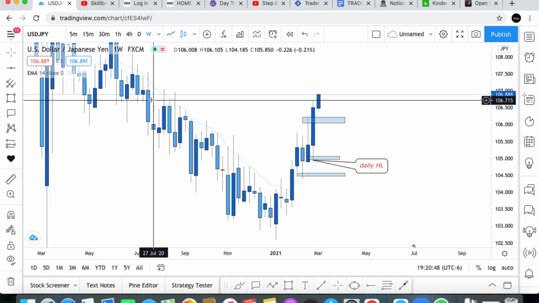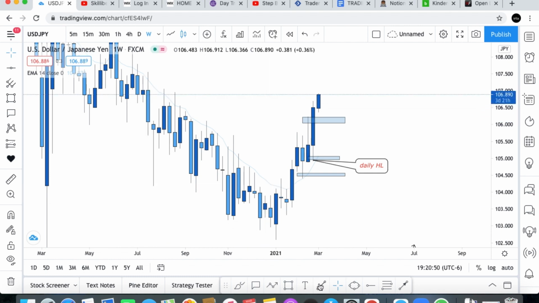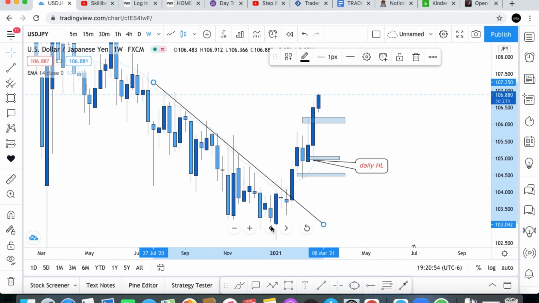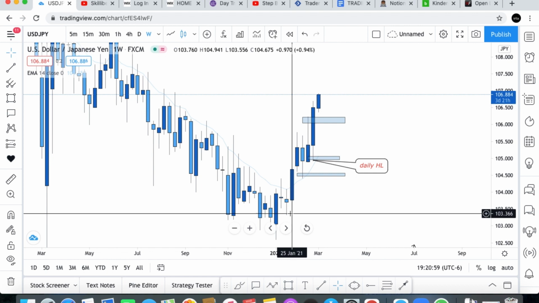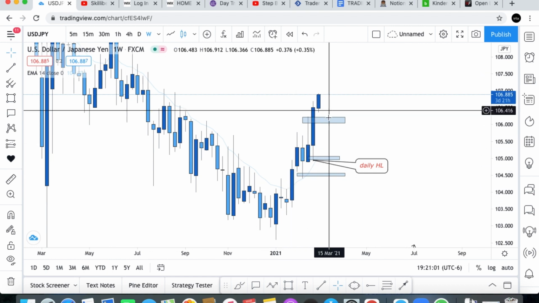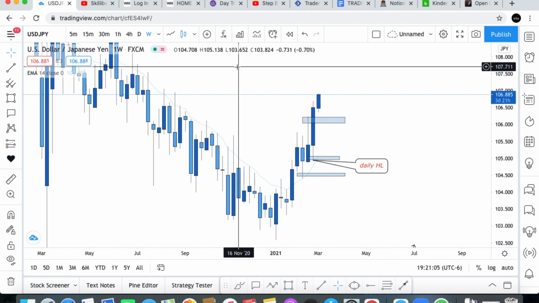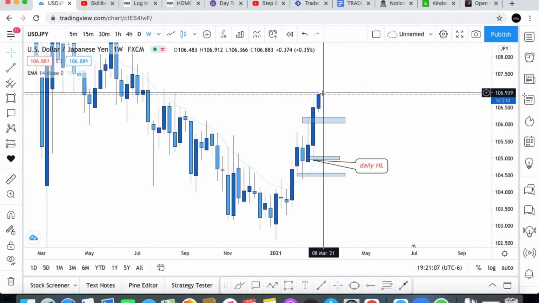So now that we see price break, you can even use a counter trend line to assist you. Price broke from the downtrend, and now we're looking for it to form bullish structure: higher high, higher low, higher high, right? So we obviously see on the weekly time frame that price is in an uptrend for sure. So our bias should be buy, right?